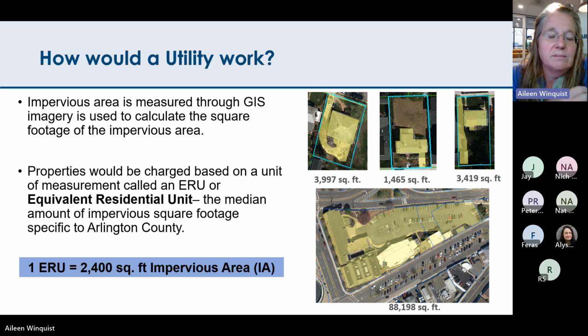The billing unit for the stormwater utility is called an equivalent residential unit, or an ERU. And this is a billing unit that's unique to Arlington, and so it was created by looking at a sampling of residential properties and coming up with the median impervious area for those properties. So that is 2,400 square feet for Arlington. So if you look at different stormwater utilities, they may have a different billing unit that they are using, but in Arlington, one ERU is equivalent to 2,400 square feet.